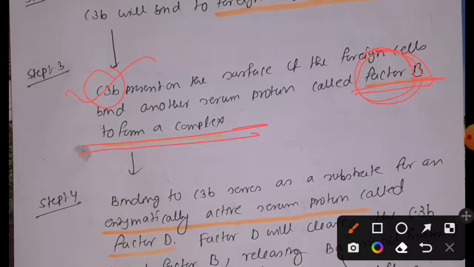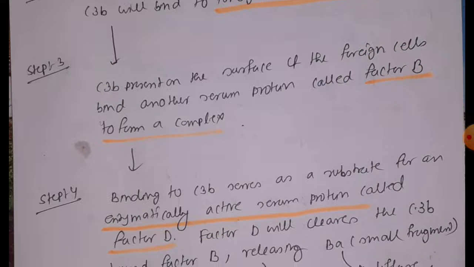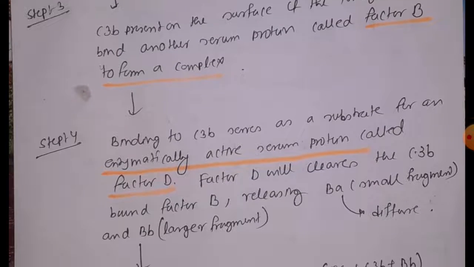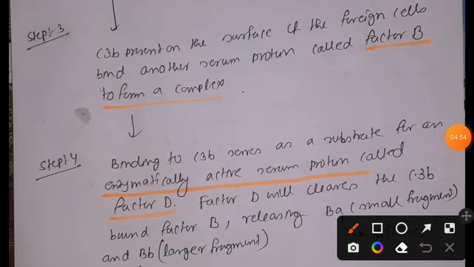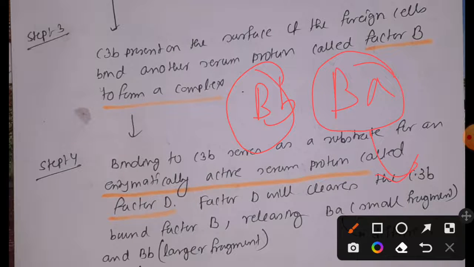After binding of C3b, factor B becomes the substrate for factor D. That means C3b facilitates the cleavage of factor B by factor D in the next step. Factor D is going to cleave factor B into two fragments: Bb and Ba. Ba is the smaller fragment, so it dissociates, and Bb is the larger fragment, so it facilitates further reactions.